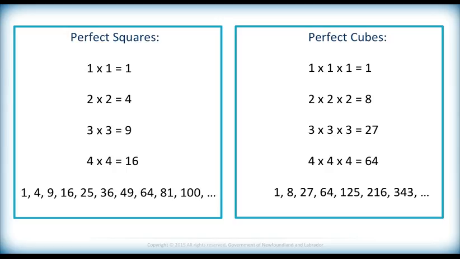A perfect cube is a number multiplied by itself 3 times. For example, 2 times 2 times 2. Perfect cubes are 1, 8, 27, 64, 125, 216, and 343. Of course, this continues on as we go through the numbers. Here's a good opportunity to write down the perfect squares and the perfect cubes in your exercise book and keep them close for a reference.